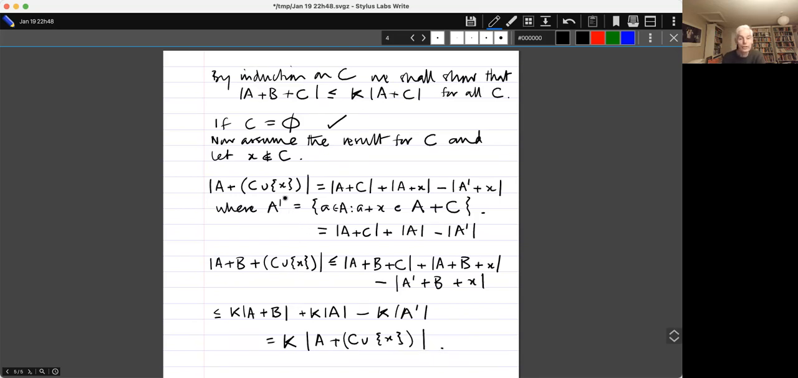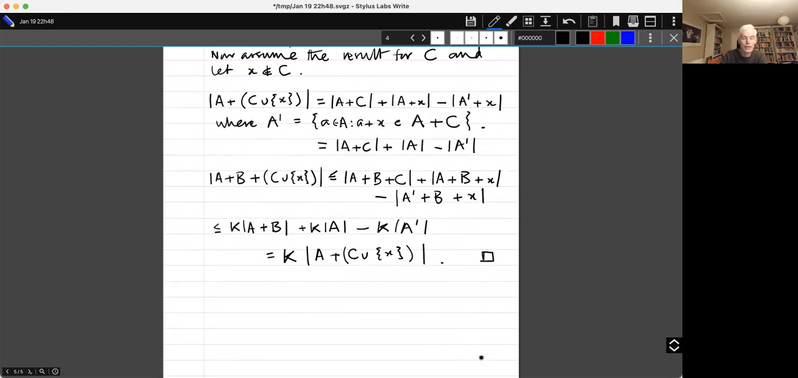So we have got the inequality we wanted. This thing here is less than or equal to k times this thing. So we've completed the inductive step since x was an arbitrary element added to C, and therefore the proof is complete. Now that really is the result that's going to drive the rest of the proof.